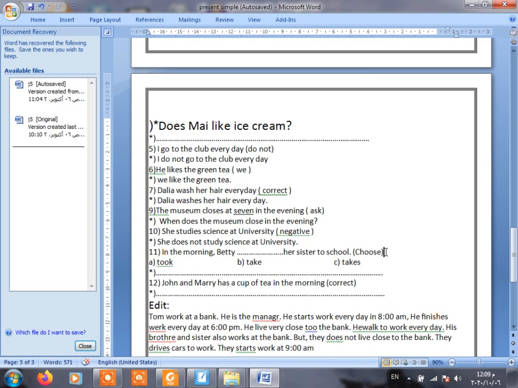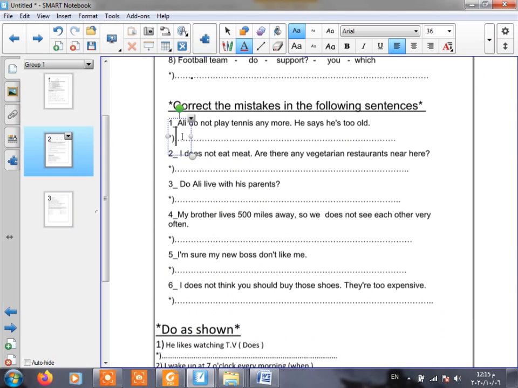So correct it. John and Mary, they are two or one? They are two, so they are plural. So they take have or has. It should be have. Very good. So Mary and John have a cup of tea in the morning. Then the second question. Correct the mistakes in the following sentences.